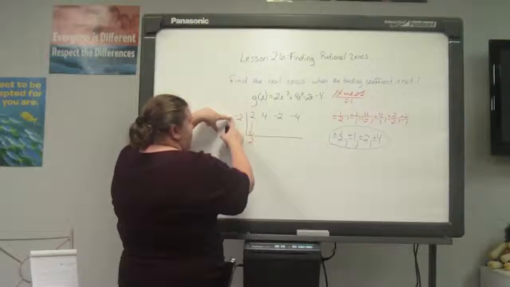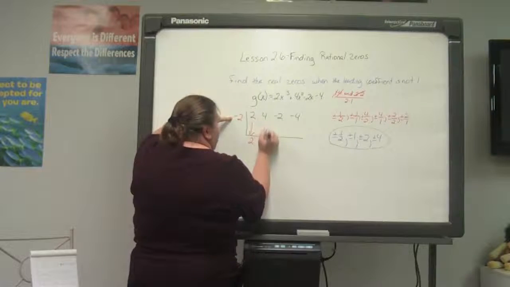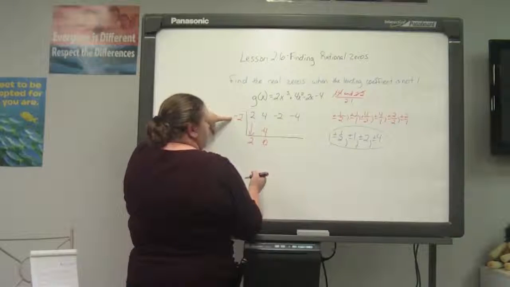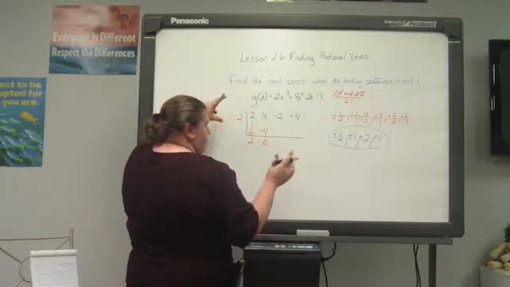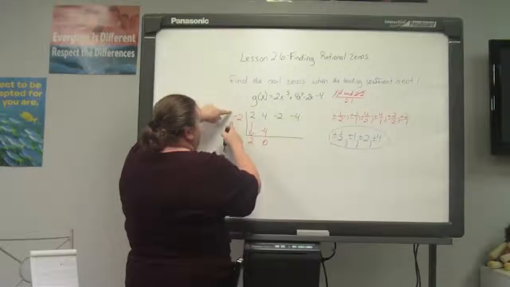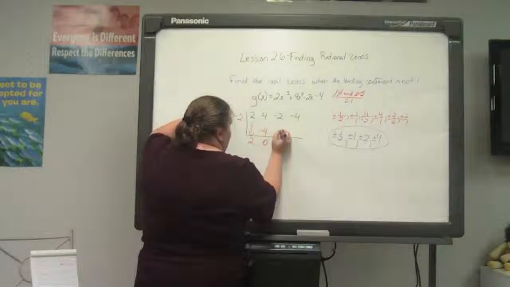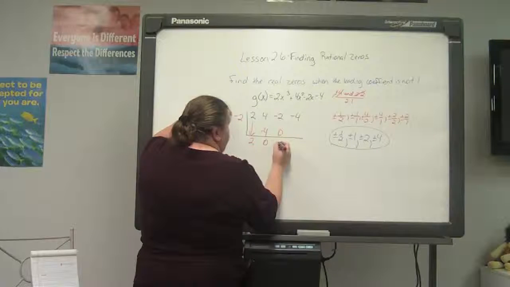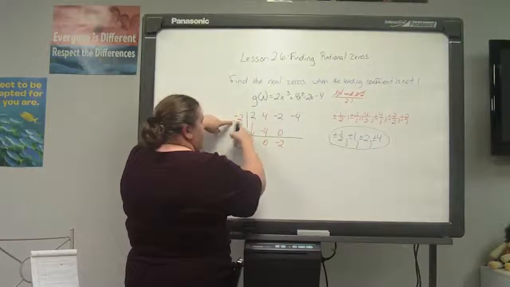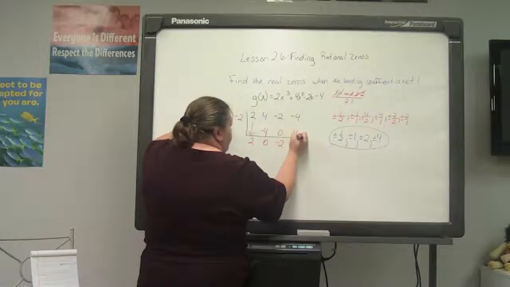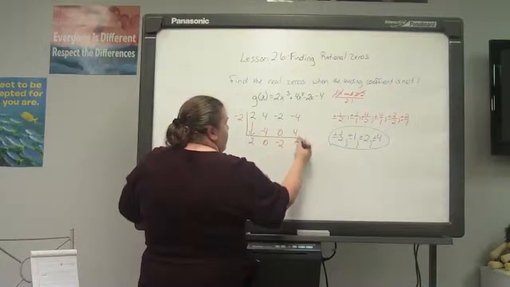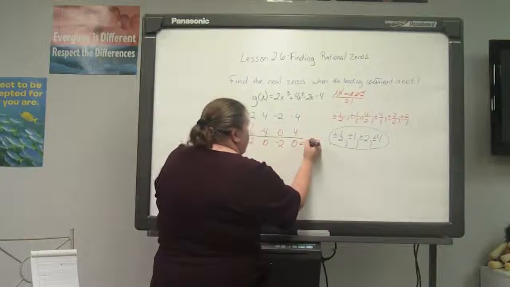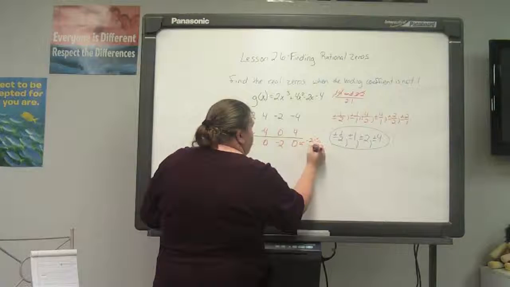We multiply outside, a negative 2 times 2 is a negative 4. We add inside, 4 minus 4 is 0. We multiply outside, a negative 2 times 0 is 0. We add inside, a negative 2 plus 0 is negative 2. A negative 2 times a negative 2 is a positive 4, and a negative 4 plus 4 is 0. With our remainder being 0, we can say that a negative 2 is a 0.